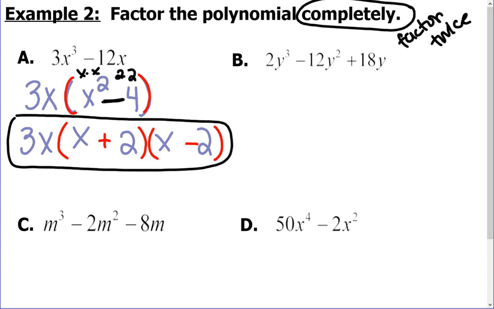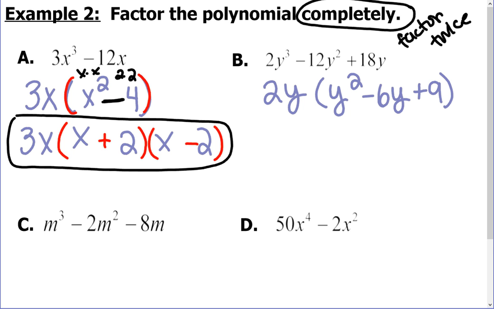So again, the first step, no matter what, is to check for a GCF. Okay, so 2, 12, and 18 have a GCF of 2. But we also have to check our variables. So I have 3 y's, 2 y's, and 1 y, which means I can pull out 1 y. So when we do that, here we're left with y squared. Negative 12 divided by 2 is negative 6, and we're left with 1 y. And then 18 divided by 2 is 9, and we pulled out that 1 y.